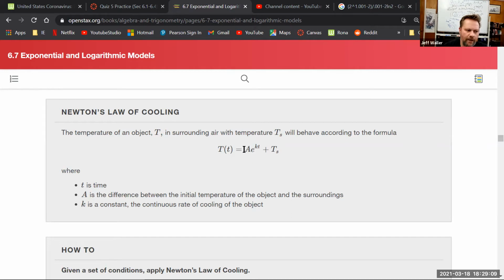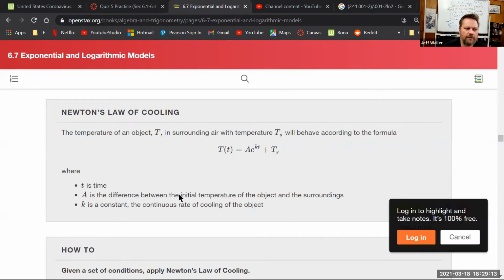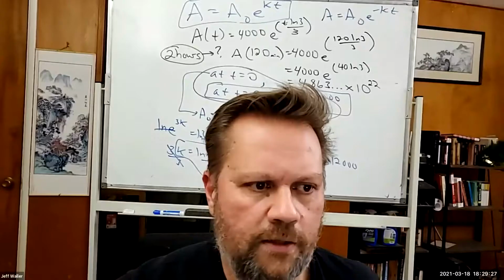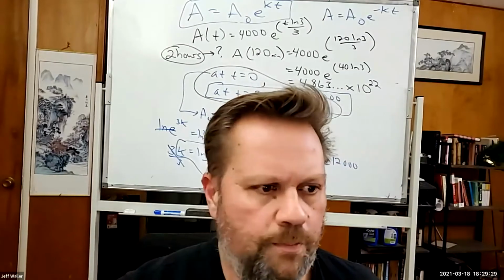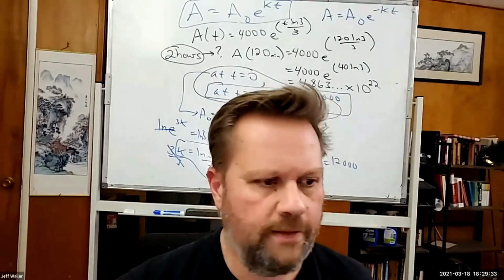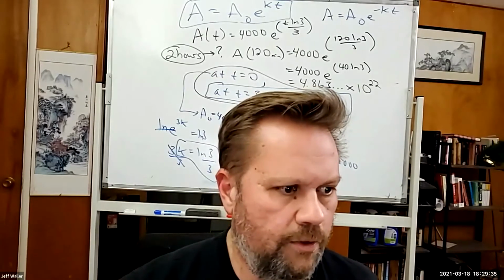The A here is the difference between the initial temperature of the object and the surroundings. So, for example, I knew I should have set this up the other way. I don't think I'm going to get my wish to look at some angles, but that's too bad. Hold on, guys. Let me move this to the other screen so I can do this. Bam.